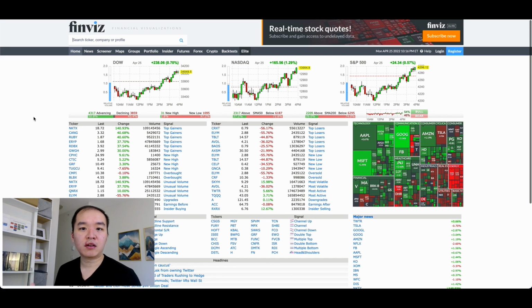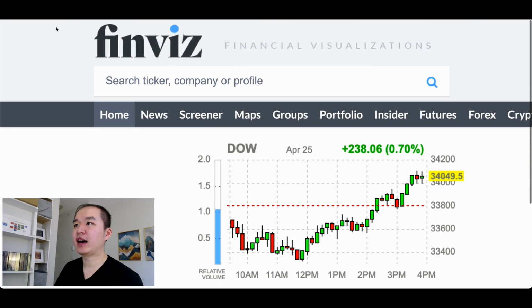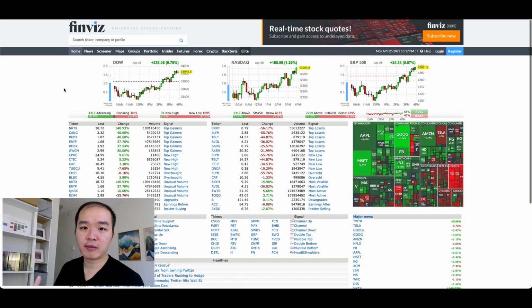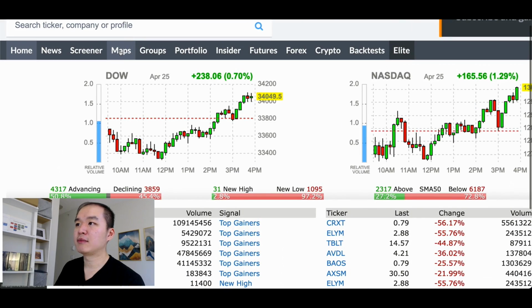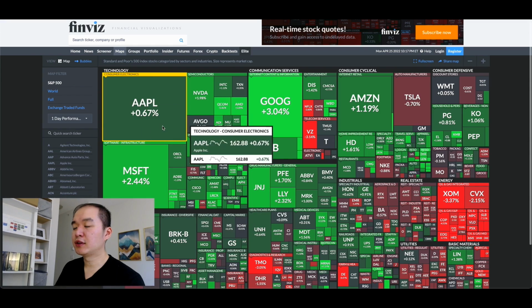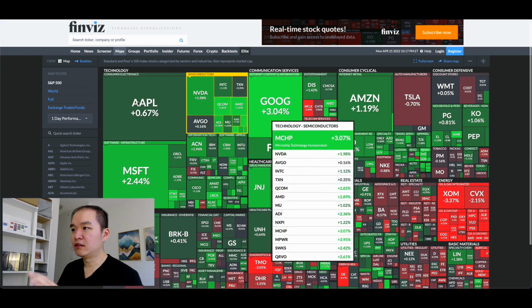First of all, let me introduce you to this tool that is free and I really like. It's called Finviz.com. It has a lot of good information about the stock market. Today we're going to dive into one of the functions called maps. If you look here, there's the map that I can click on, and this will bring you to a grid-looking chart.